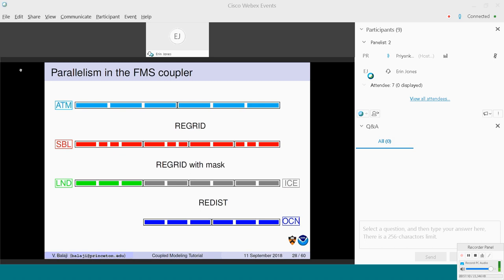So now let's think about parallelism. Now this becomes an even more complicated problem. Now the atmosphere has been parallelized onto two cells. And let's say the ice here has been parallelized onto 1, 2, 3, and the land is sitting on one cell. And the ocean has been split into two cells.